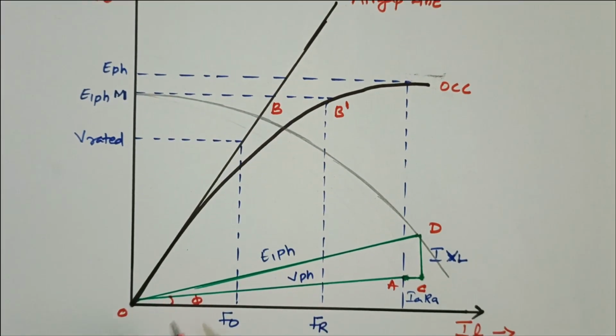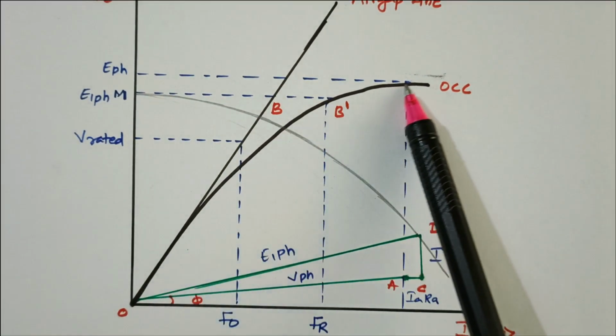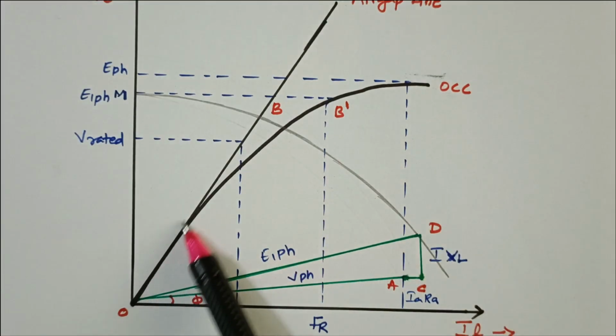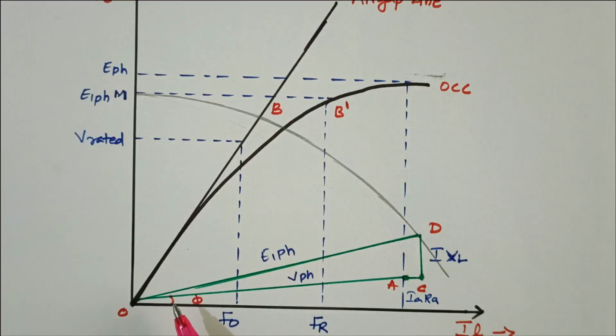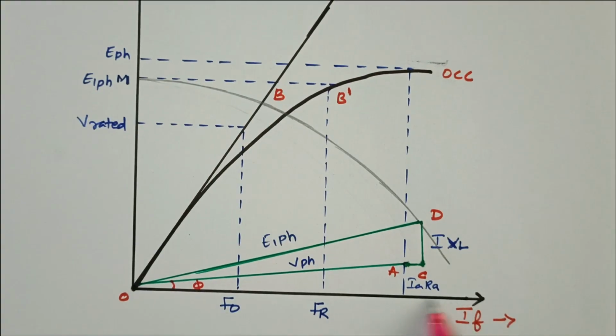So here also we have to draw the OCC curve first. Then draw the air gap line that is tangential to the OCC curve. We are taking the x-axis as a reference. The IF is there and also IA, IA also in reference with the x-axis. Then draw this line, that is, for leading power factor, IA RA with an angle of phi. Draw this line.